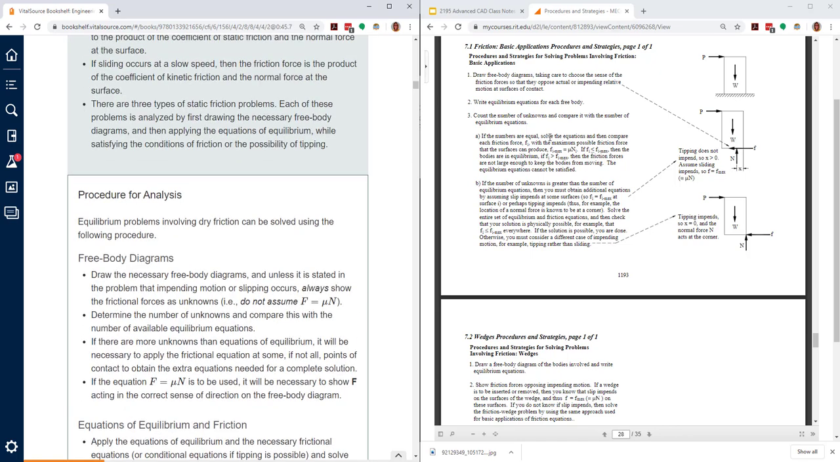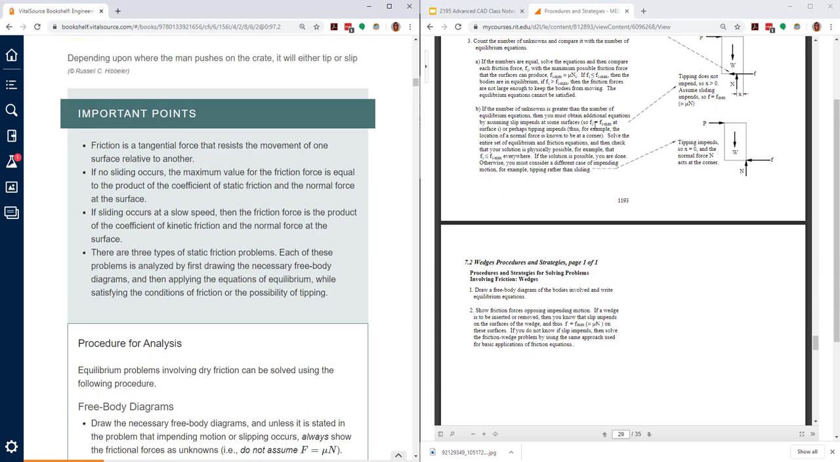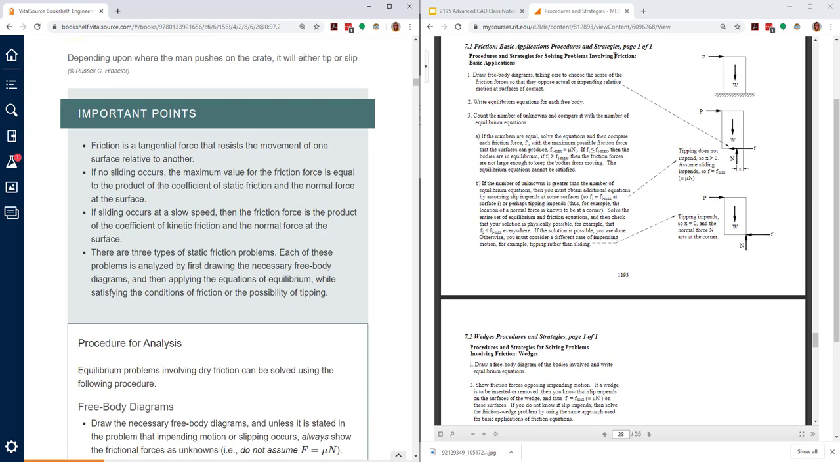Over here, on the right-hand side, this is from the procedures and strategies at the beginning of the chapter. In the worked examples, it's chapter 7. In the textbook, it's chapter 8. But the procedures and strategies for friction are very similar to what it says here in the book. Draw the free body diagrams, make sure friction opposes impending motion, write the equilibrium equations, and compare the unknowns and the number of equations. Really important in both of these, make sure that you don't assume that F equals mu N unless you're explicitly told that it does. So two good resources are available to you, one in the textbook, one in the worked example procedures and strategies.